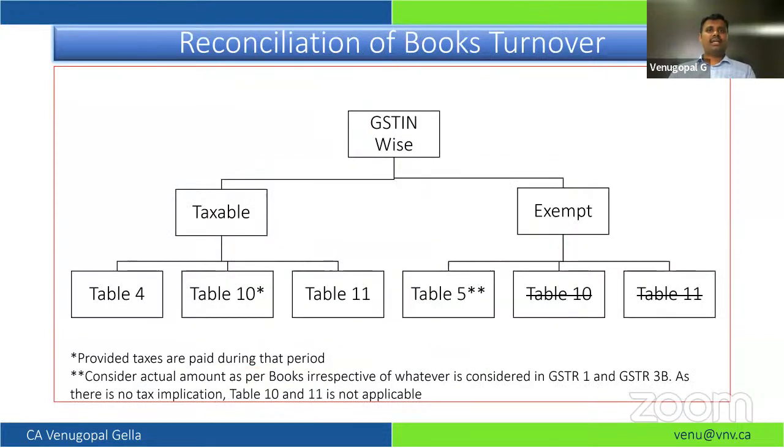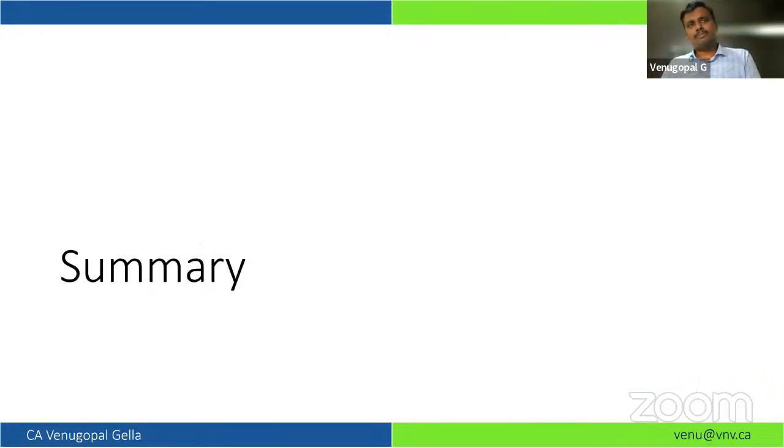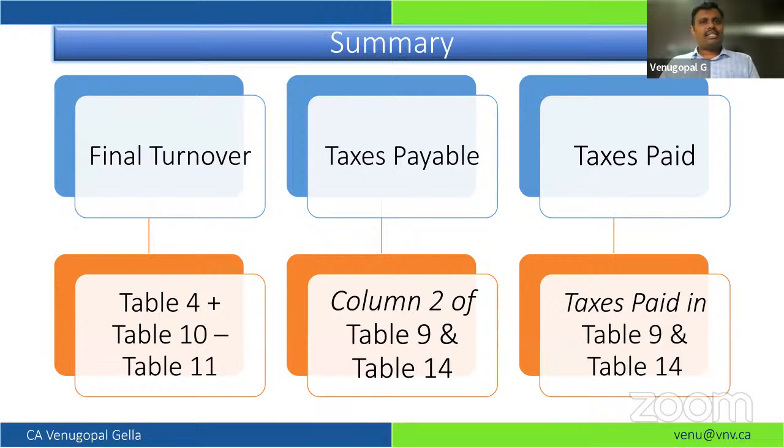And what do I check? Check all these tables, table 4, 10, 11 before you file it, because these are the taxable turnover related tables. If there is any liability that is missed out, you can pay it through DRC03. It could be short payment of taxes, excess ITC or ineligible ITC availed, paid through DRC03, that is permitted. Final turnover is table 4 plus 10 minus 11.